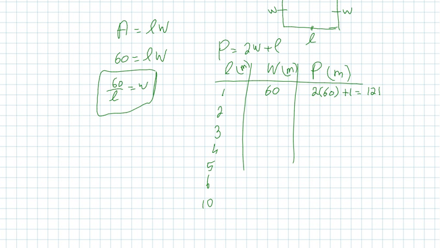And then when you're doing this, you're going to see that your perimeter is going to get smaller and smaller until you get to the smallest perimeter. So let's see, if I have the second one, 60 divided by 2 is 30. 2 times 30 plus 2, that's going to be 62. So you see that your perimeter is going to keep going down. Once you reach a perimeter that's getting higher, then you're going to stop because you've reached your minimum perimeter. Does it make sense?